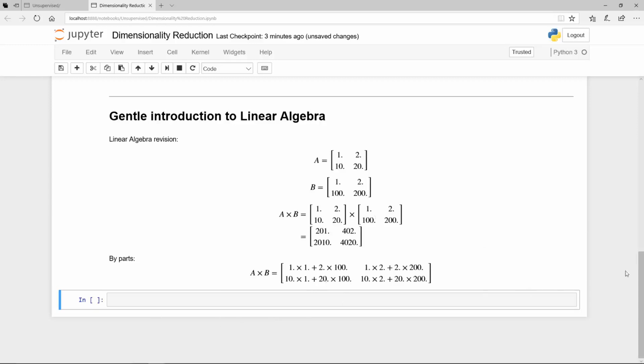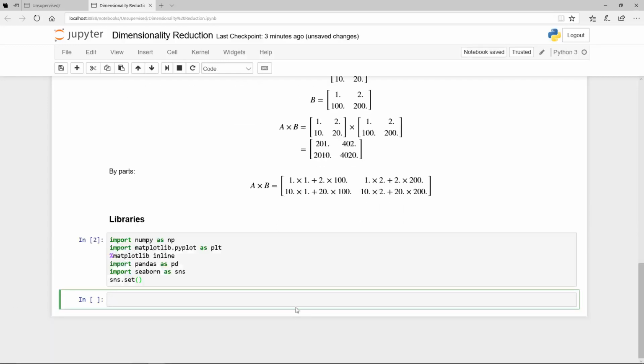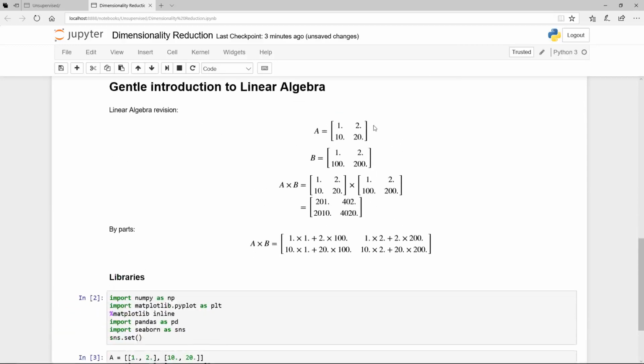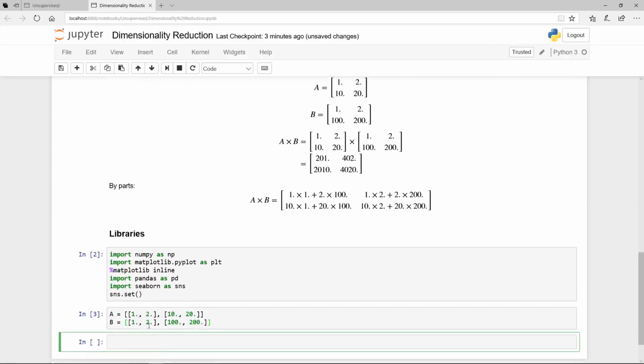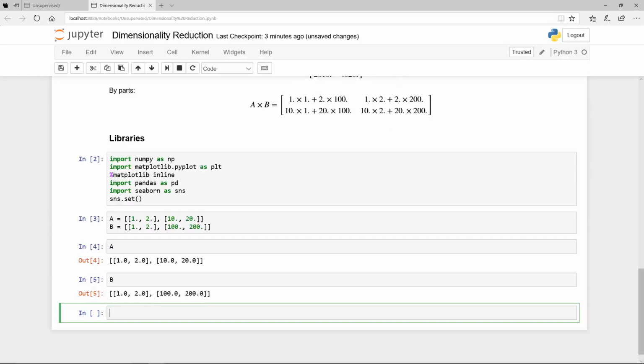The other part that I do want to illustrate is how this works when you're using NumPy. This is for those who are not familiar with NumPy and pandas. So you have your A and B here. A, the first row is 1, 2, second row is 10, 20. B is 1, 2, 100, 200. This is the representation of the matrices themselves. I'll have a look at A, this is what it looks like, and B, this is what it looks like.